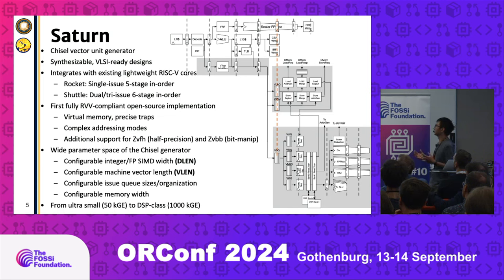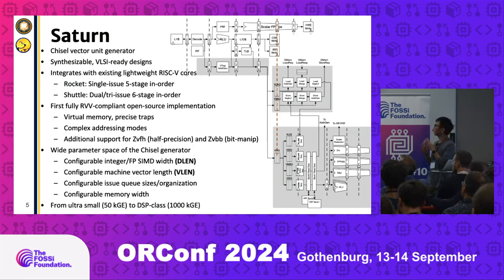I think there's a lot of other implementations that are getting close to this point, but I think this implementation in its current state supports the full set of the standard RISC-V 1.0 requirements, including things like virtual memory, precise traps, complex addressing modes like strided, indexed, or segmented loads and stores. And even beyond just base RISC-V, Saturn already supports some very useful vector extensions, such as vector half precision floating point or vector bit manipulation.